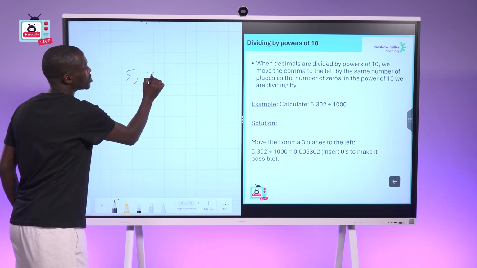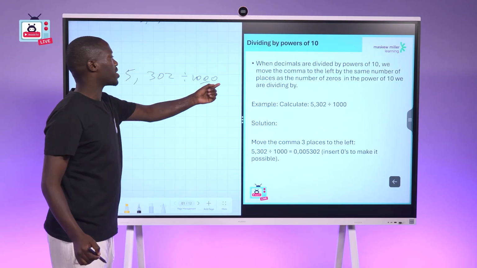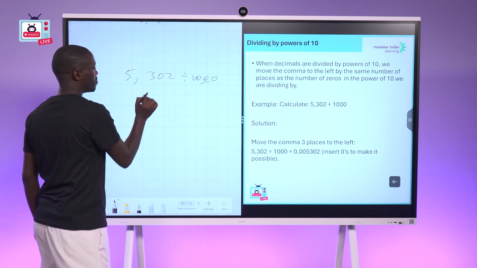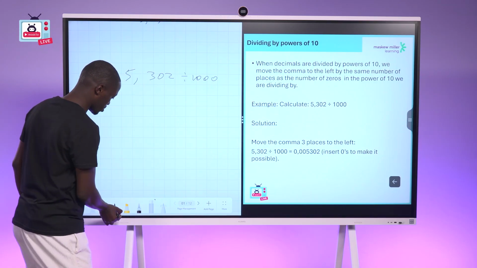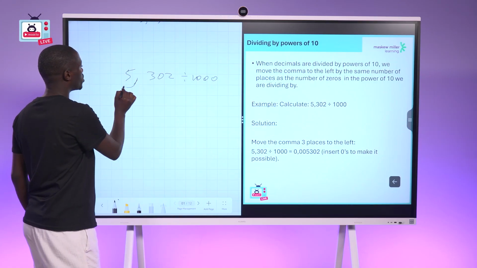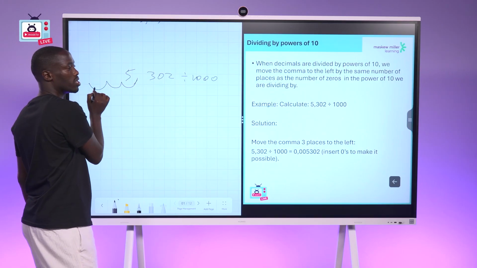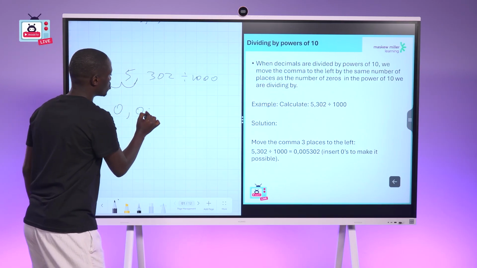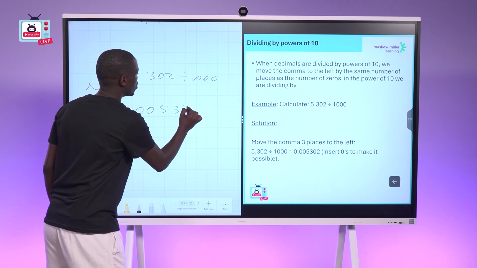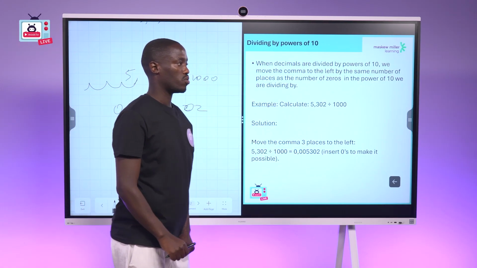It's 5.302 divided by 1,000. So I have 3 zeros. That means I will divide. I will move my comma to the left 3 times. That means I'll move this 1, 2, 3. But there are no numbers there. That means I must put the zeros. So my comma now will be there. So this will be 0.005302, which is the answer that we are having there.